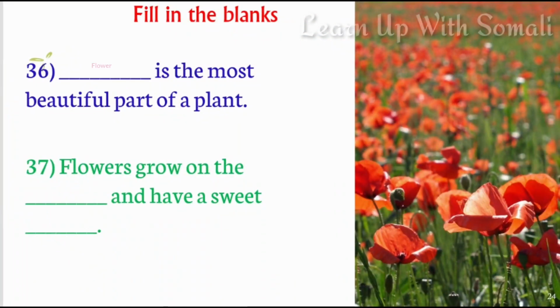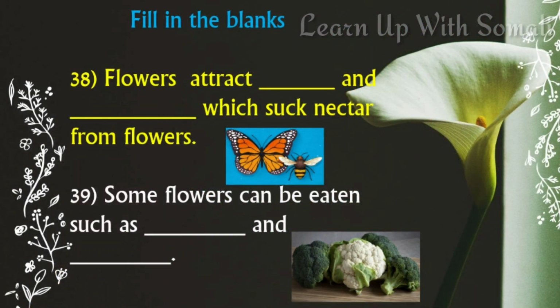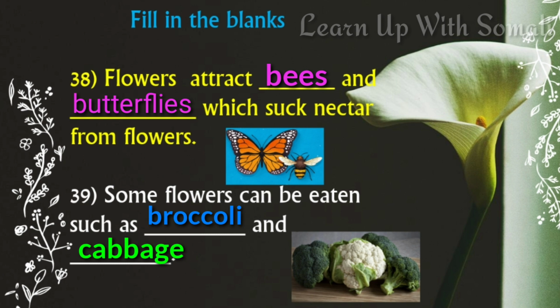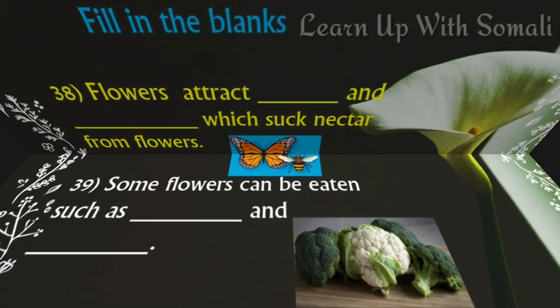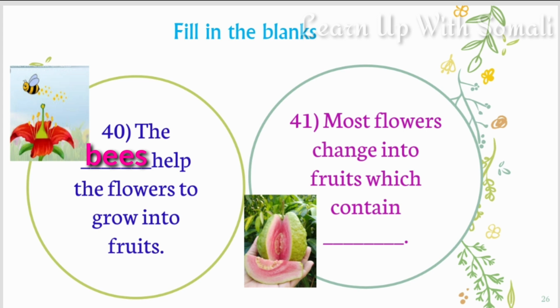Number 36, flower is the most beautiful part of a plant. Number 37, flowers grow on the stem and have a sweet smell. Number 38, flowers attract bees and butterflies which suck nectar from flowers. Number 39, some flowers can be eaten such as broccoli and cabbage. Number 40, the bees help the flowers to grow into fruits.